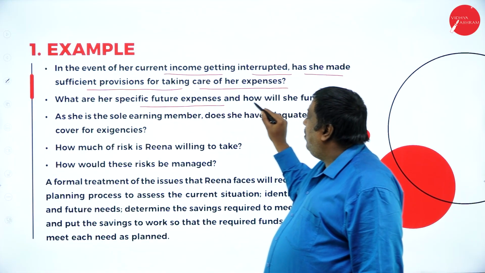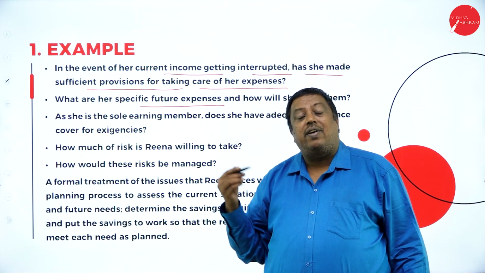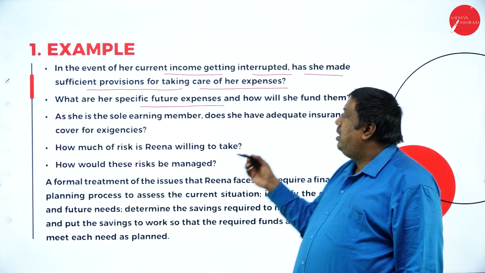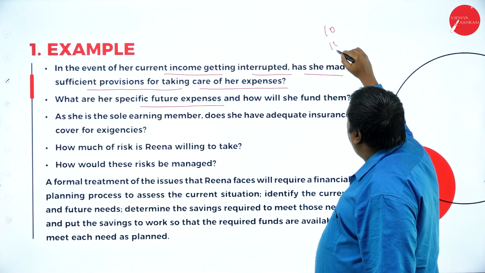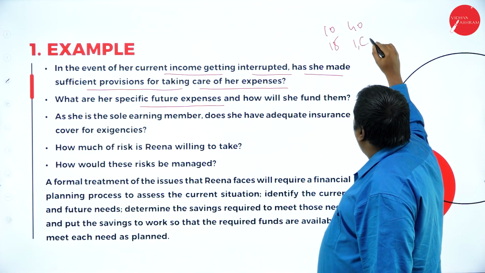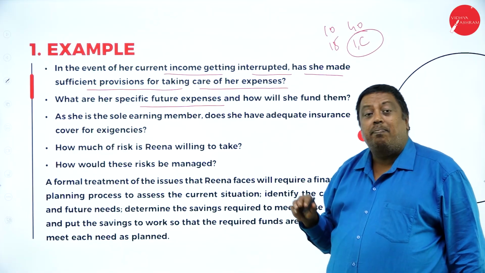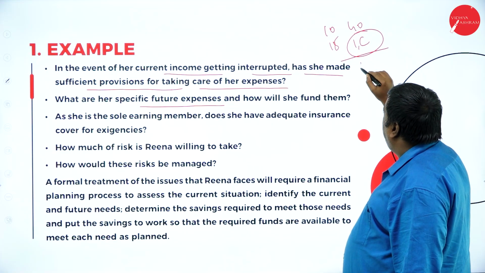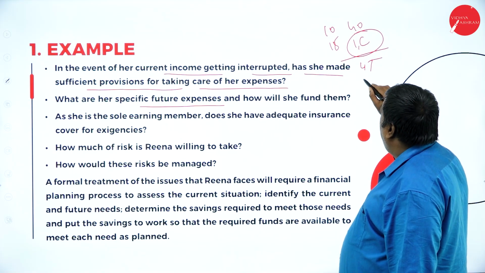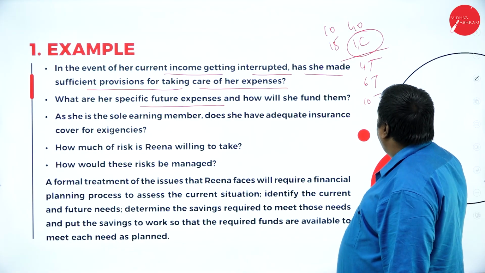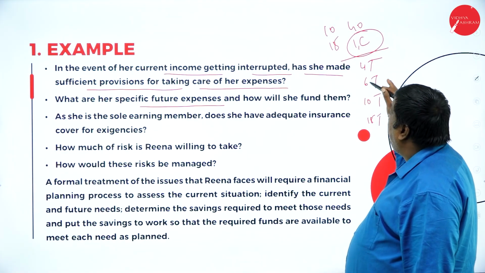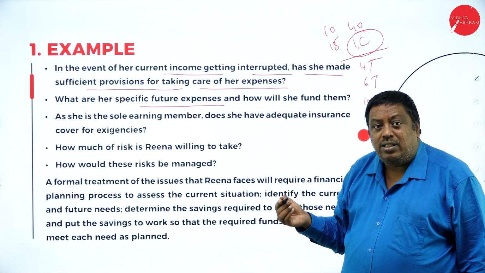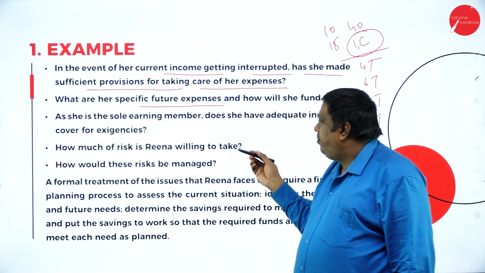And what are your specific future expenses? We have to inquire what actual amount is required for the future, whether you require 10 lakhs, 15 lakhs, 40 lakhs or 1 crore, and based on the term, whether this amount is required in 4 years, 6 years, 10 years or 15 years. When she requires this amount, based on that period, we have to guide her.